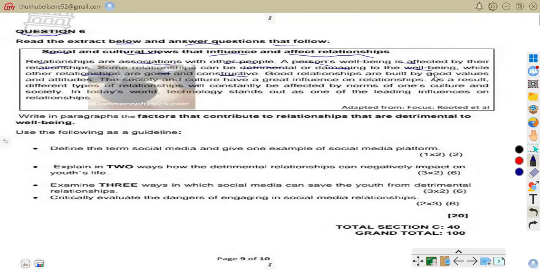Good relationships are built by good values and attitudes. So society and culture have a great influence on relationships. As a result, different types of relationships will constantly be affected by norms of one's culture and society. So in today's world, technology stands out as one of the leading influences on relationships. So that is the extract that you have just read. Now we are to answer the questions. Write in paragraph factors that contribute to relationships that are detrimental to well-being. Use the following as guidelines. Define the term social media and give one example of a social media platform.